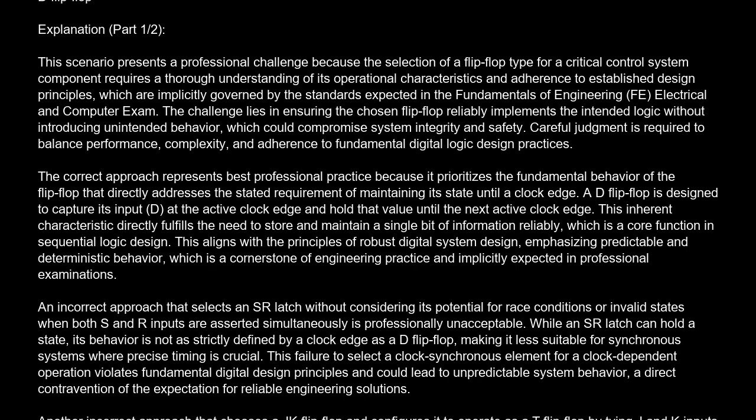An incorrect approach that selects an SR latch without considering its potential for race conditions or invalid states when both S and R inputs are asserted simultaneously is professionally unacceptable. While an SR latch can hold a state, its behavior is not as strictly defined by a clock edge as a D flip-flop, making it less suitable for synchronous systems where precise timing is crucial. This failure to select a clock-synchronous element for a clock-dependent operation violates fundamental digital design principles and could lead to unpredictable system behavior, a direct contravention of the expectation for reliable engineering solutions.